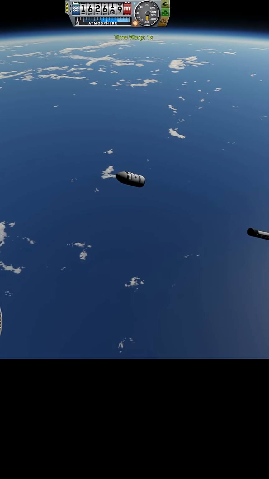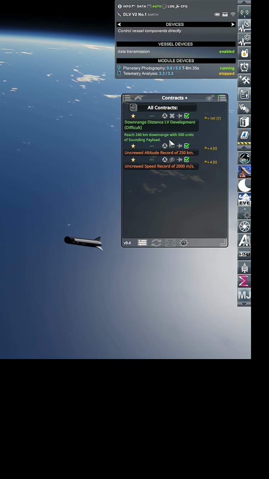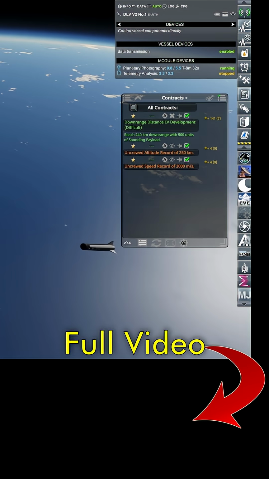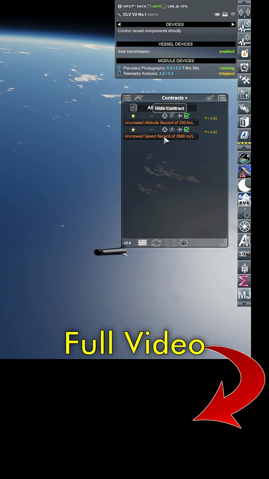So saying goodbye to the booster. And there we go. Just satisfied the contract. Contract does not require the recovery, so the contract is complete.